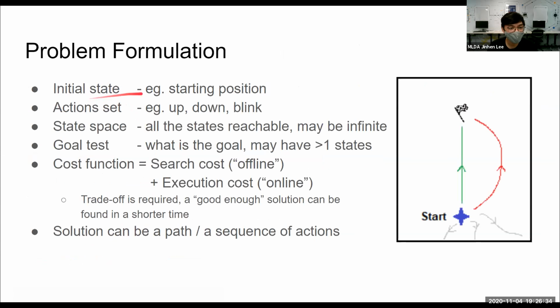So now we need to form our problem. Our initial state is our starting position. So we need to write down the initial state is here, this place. Our action set. So what are the allowed actions that we can do? For this particular case, you can move up, down, left, right in 2D, let's say. Okay. And in the state space, which states are reachable?